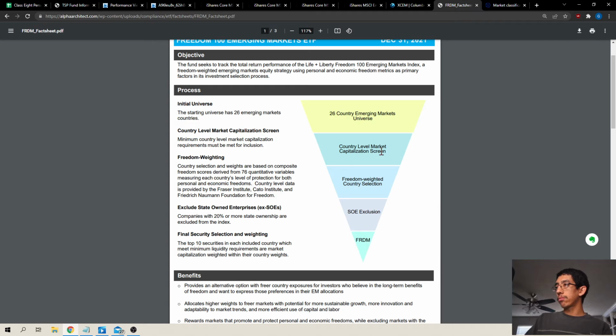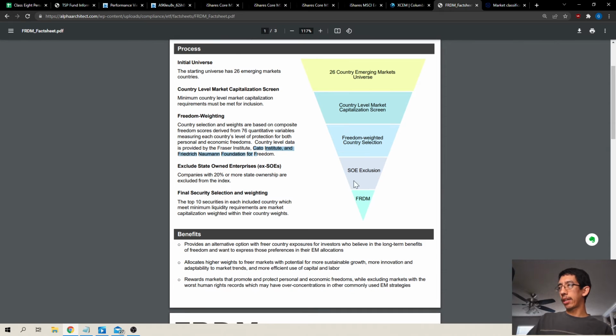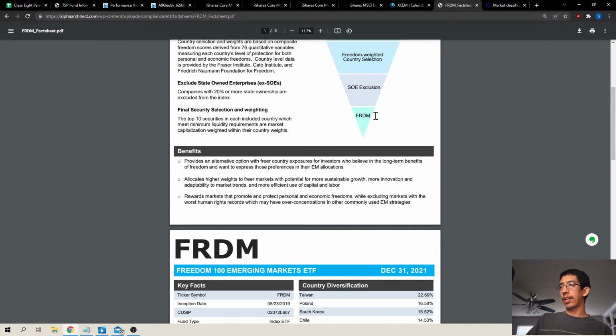They take out countries with not enough market capitalization, so like the market's just too small to invest in. Then they freedom weight them. So they don't weight them by market cap yet at this stage. They're using third-party measures from, I don't know what Fraser Institute is. I know what Cato Institute is. But the idea is that they are measuring by personal and economic freedom and weighting the countries that way. After they've weighted the countries, they exclude state-owned enterprises and then select the top 10 stocks in each country and then market cap weight those within the country weights.